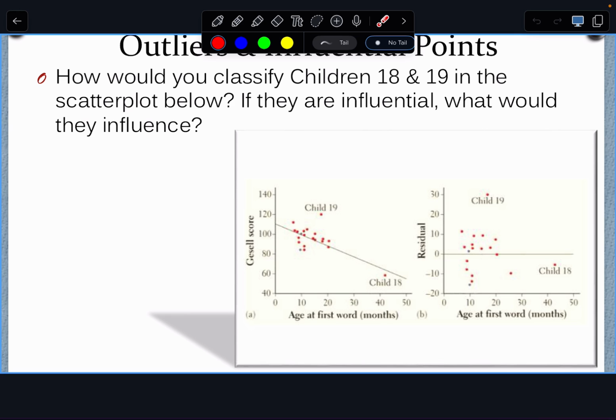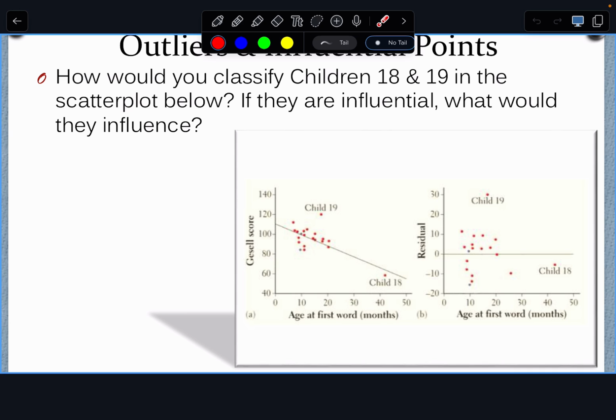So if we're looking at child 19, which is this dot right here, and child 18 over here, and then it also gives us a residual plot, so we can also analyze that. So if I were looking at child number 19, and I wanted you to classify that unusual point, what would we classify it as? So high leverage or outlier?